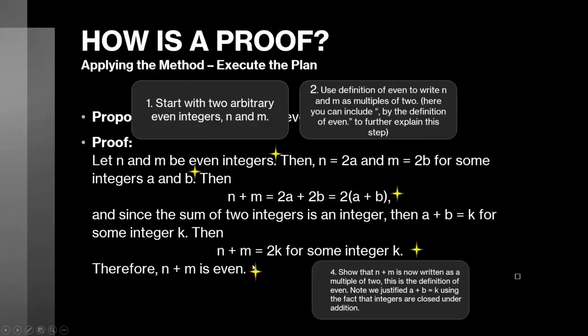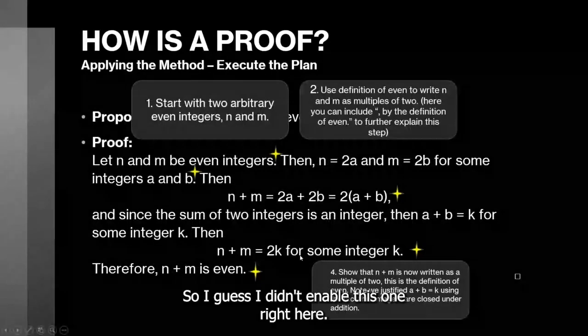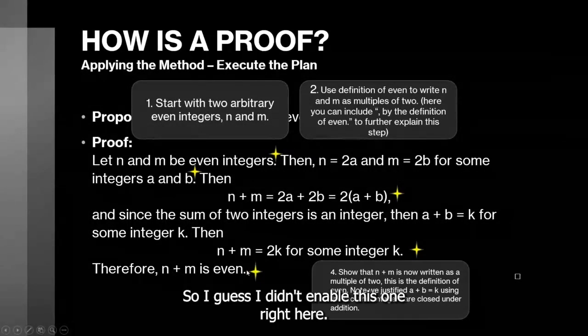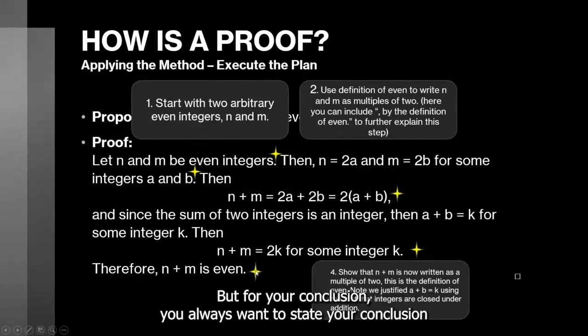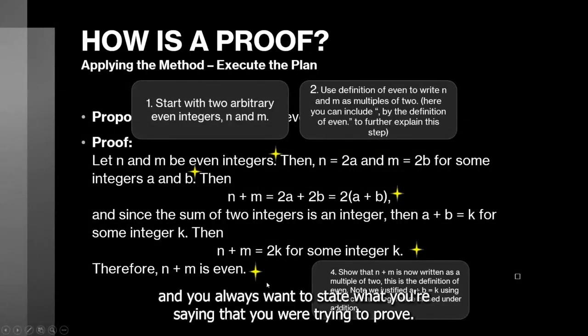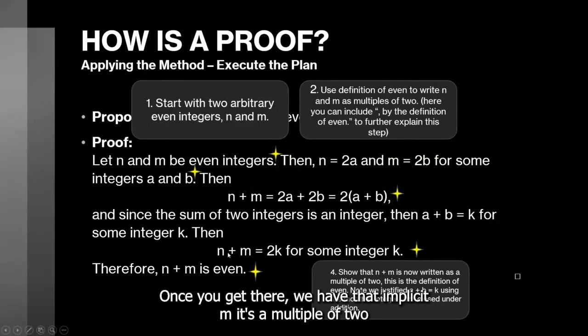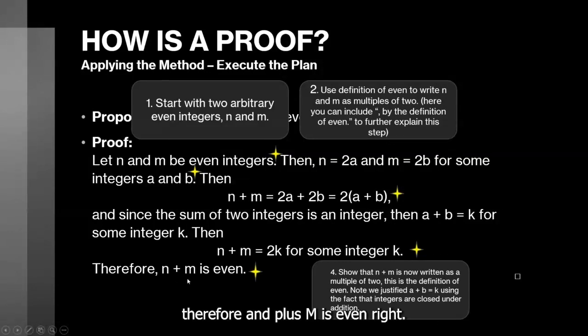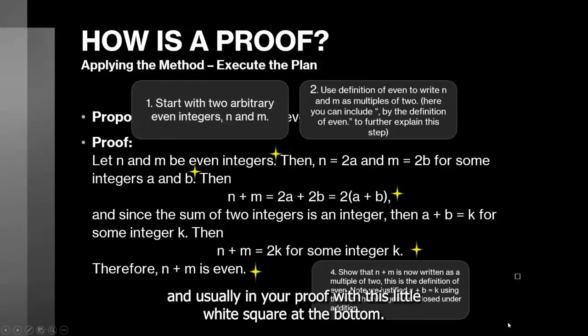That's this one. So I guess I didn't enable this one right here, but for your conclusion, you always want to state your conclusion. And you always want to state what it is that you were trying to prove. Once you get there, we have that n plus m is a multiple of 2. Therefore, n plus m is even, right? We reached our conclusion, and you usually end your proof with this little white square at the bottom.